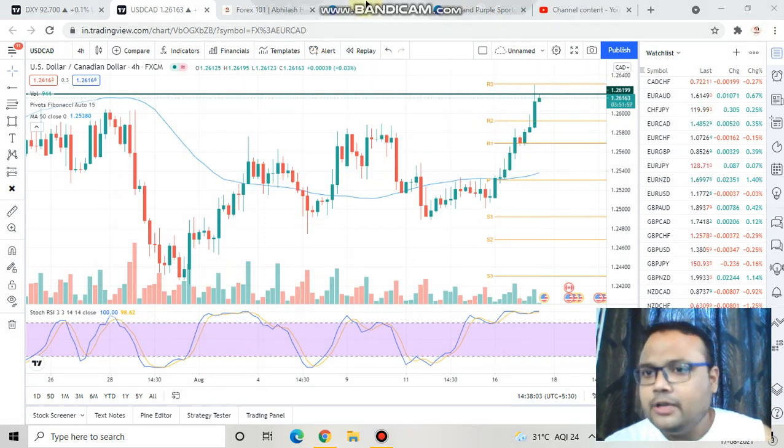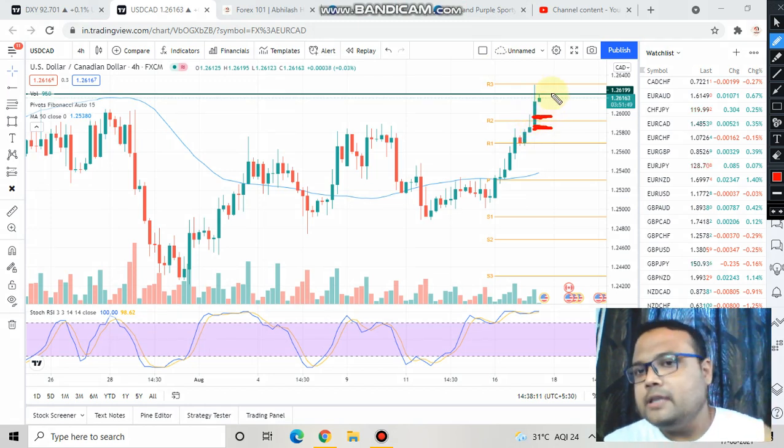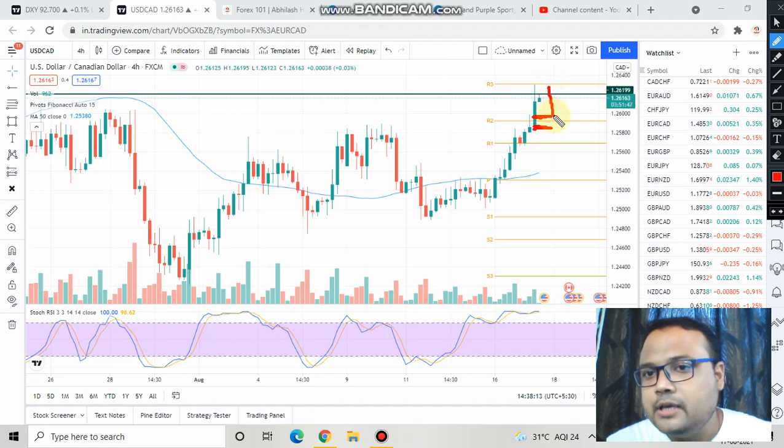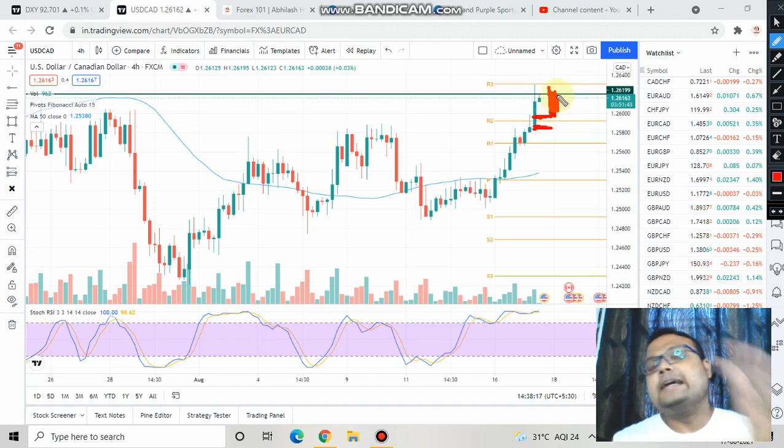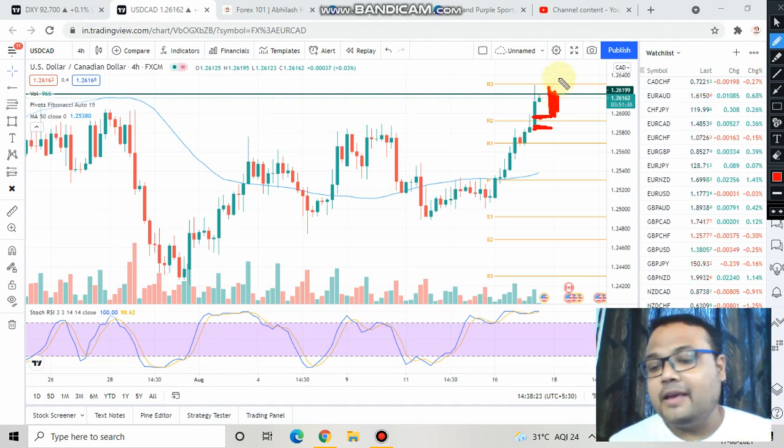So you'll only short the market below this candle, or you can short the market here only. If you see, after some time, a market forming a red candle, a big fat red candle, then only short the market. Otherwise, do not short the market. Be careful. Right now you can see that price is still trying or struggling to go up.